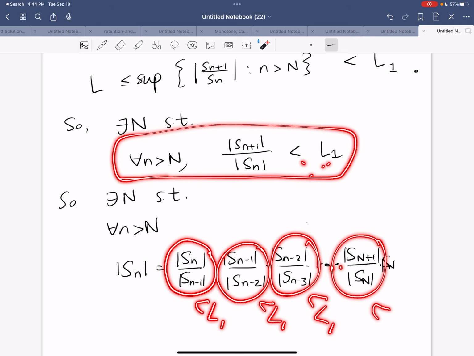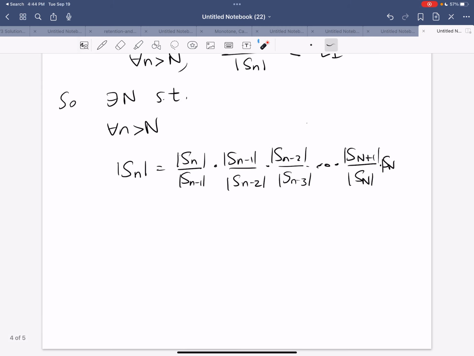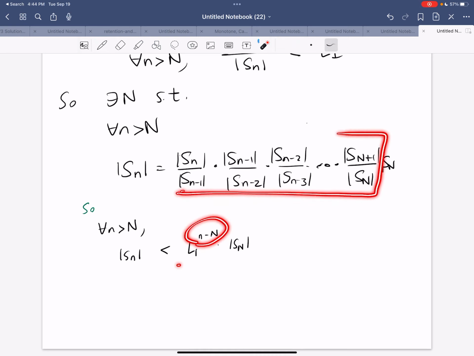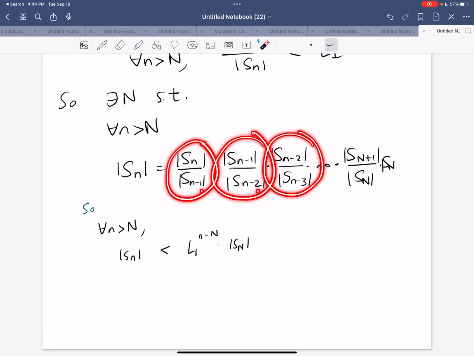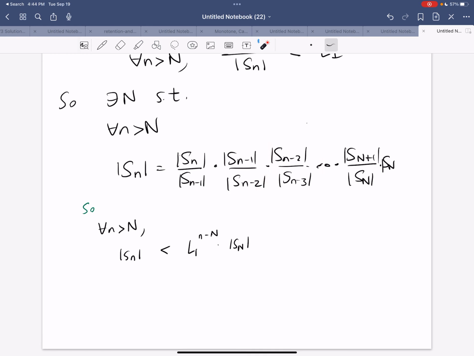Each of these terms is going to be less than L1, so I'll have that for all n bigger than N, the absolute value of Sn is going to be less than L1 to the little n minus big N times the absolute value of S sub N. And so how do I know how many factors of L we have? Well, this is going to give me one factor. This is going to give me two factors. This is going to give me three factors, right? So one factor, two factors, three factors.